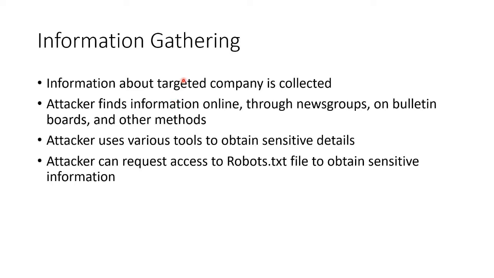With information gathering, of course, we're gathering information about the target company. And this is all part of that passive footprinting thing here, the OSINT, the open source intelligence. So we're looking online, news groups, bulletin boards, press releases. We'll have various tools to obtain sensitive details. We can even request access to robots.txt to obtain sensitive information. You know, robots.txt is a little text file that sits at the root of the web server directory that tells things like Google, do not crawl me. But they can be manipulated and exploited. There are some tools to work against that.